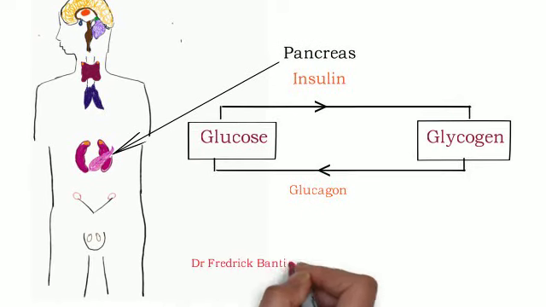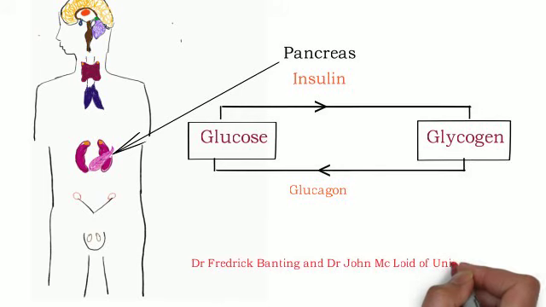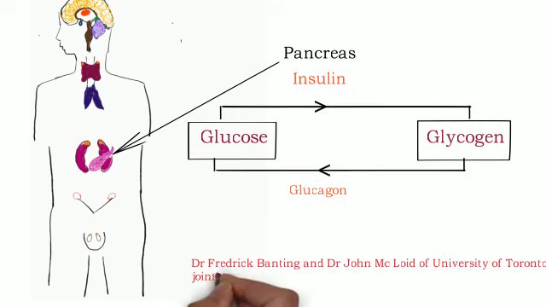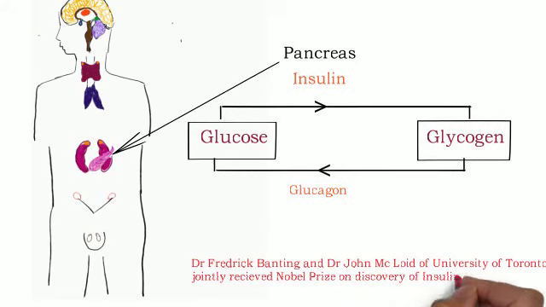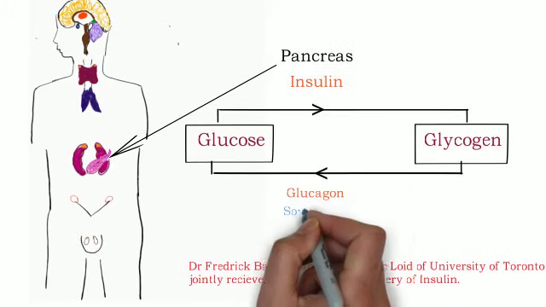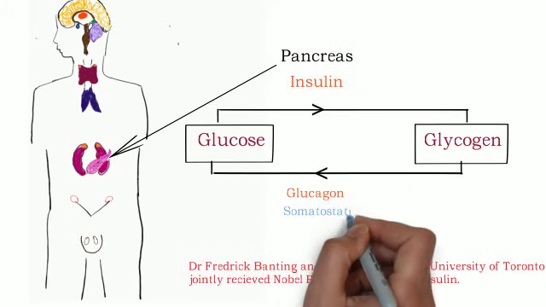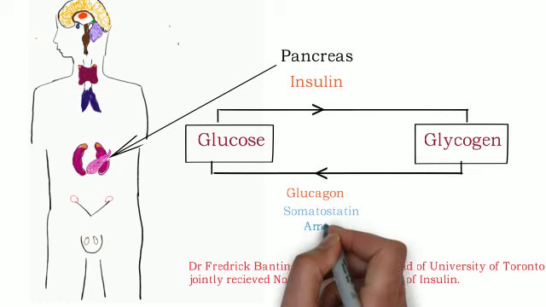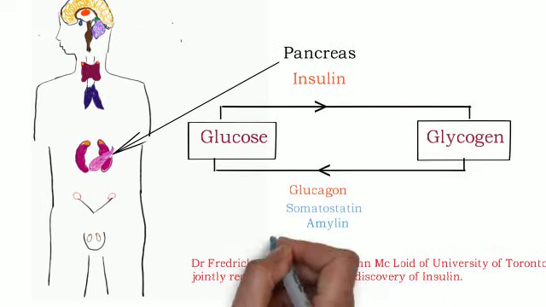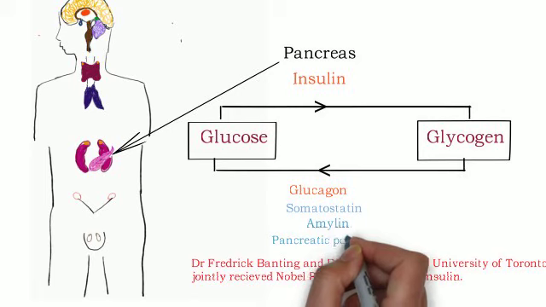Just a quick mention, Dr. Frederick Banting and John Macleod jointly received the Nobel Prize for the discovery of insulin in the year 1923. Somatostatin, amylin and pancreatic polypeptides are the hormones which are also secreted from the pancreas.